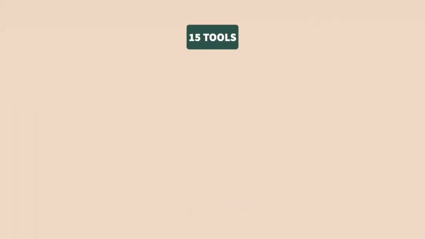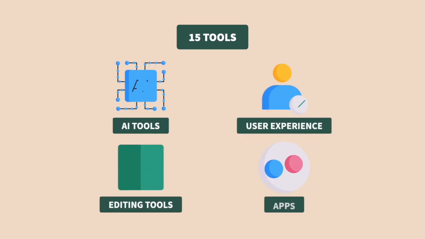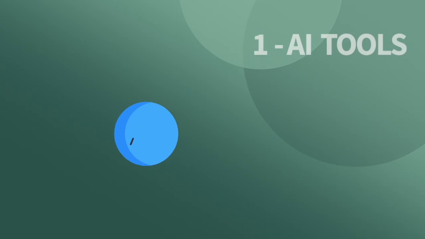So I've organized these 15 tools into 4 main categories, which are AI tools, editing tools, user experience, and apps. So let's go ahead and jump into this first category of AI tools.